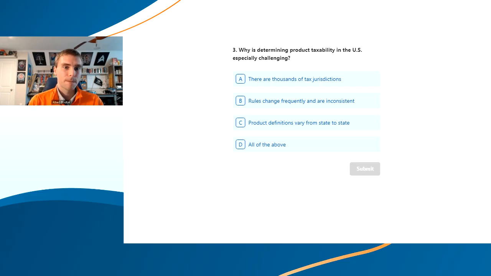The rules change frequently. Whenever a legislature or even a local authority decides they want to change the tax rate or to change the rules around taxability or publish a new exemption, they are able to do so. And they are not going to send a notification to your inbox. Avalara Tax Research can send a notification to your inbox, but the legislature in North Carolina, unfortunately, will not do that. And then product definitions vary from state to state.